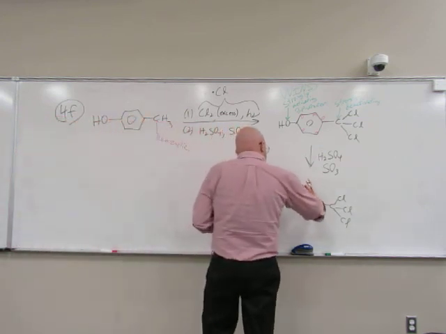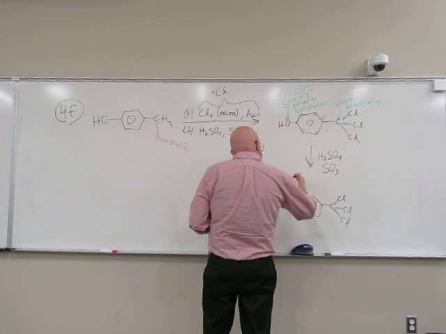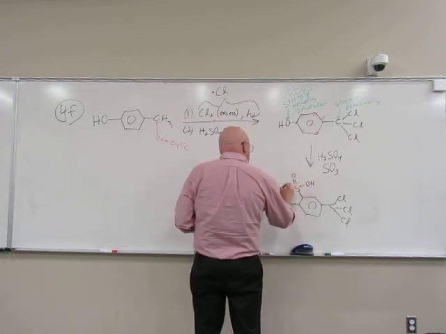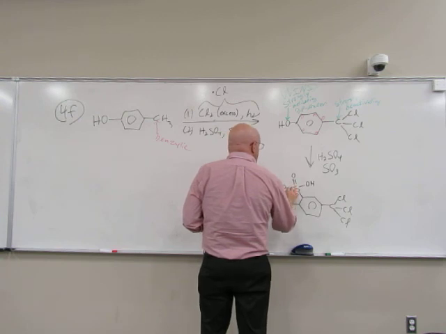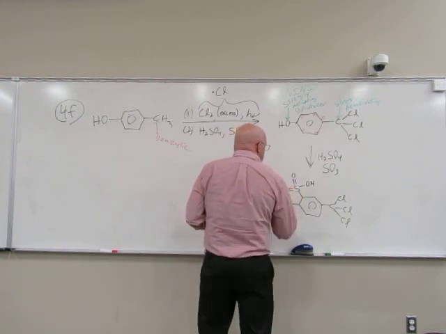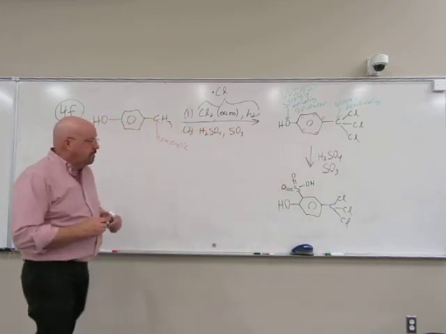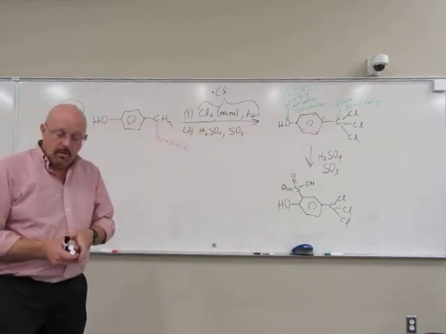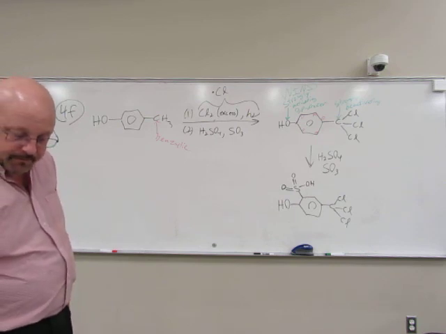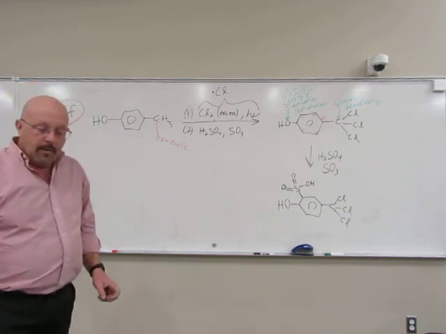If you wanted to draw that out, this is what it looks like. So you have to have the hydrogen on there. That one oxygen picks up the hydrogen. So it's an SO3H group. That's our sulfonyl group. Okay, questions?